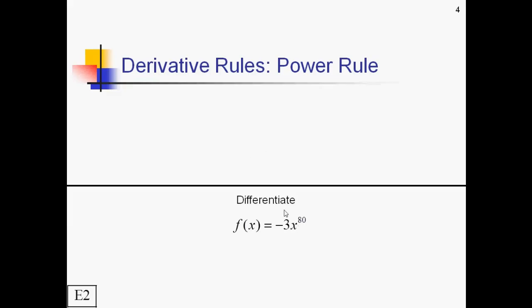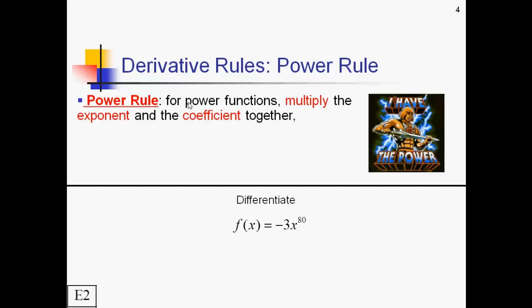In situations like this, when you have a power function, we use something called the power rule. The power rule states that for power functions, we're going to multiply the exponent and coefficient together, and then just decrease the exponent by 1. So in general, if you're taking the derivative of something in ax to the n form, where a and n are both constants, we're going to multiply the exponent and coefficient together, so n times a, and then decrease the exponent by 1. So this is going to be times x to the n minus 1.